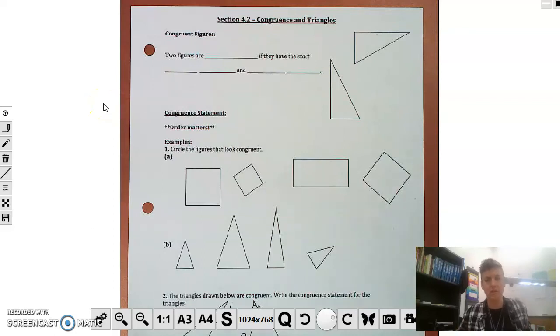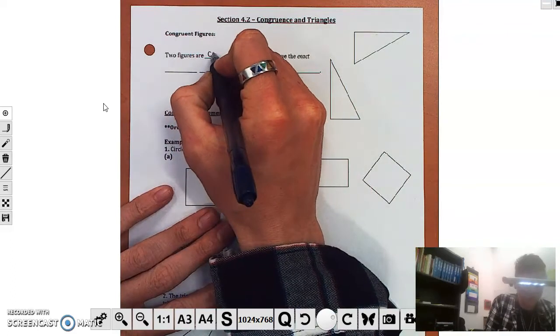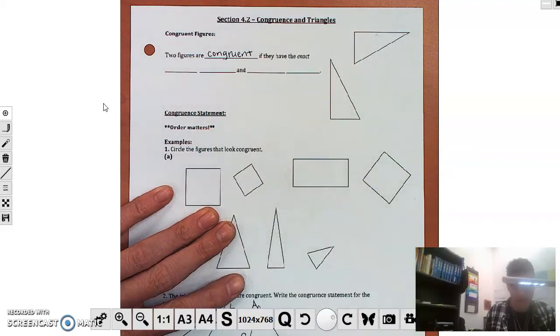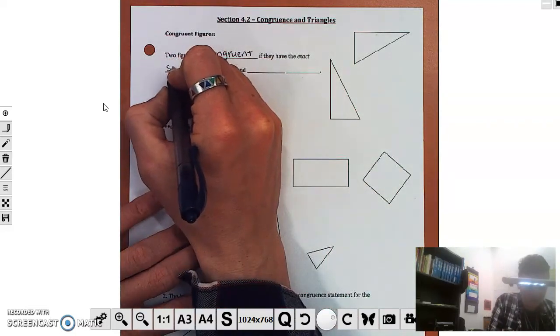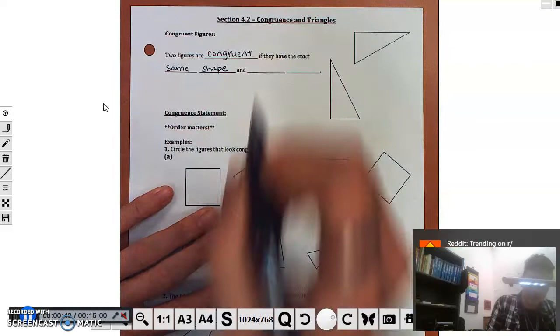All right, today we are talking about congruent figures, specifically congruence in triangles. So we've talked about congruence before, congruence meaning the exact same size and shape. And that's going to be the same thing with our congruent triangles that we'll talk about here in a little bit. But any two figures can be congruent if they have the exact same shape and same size.